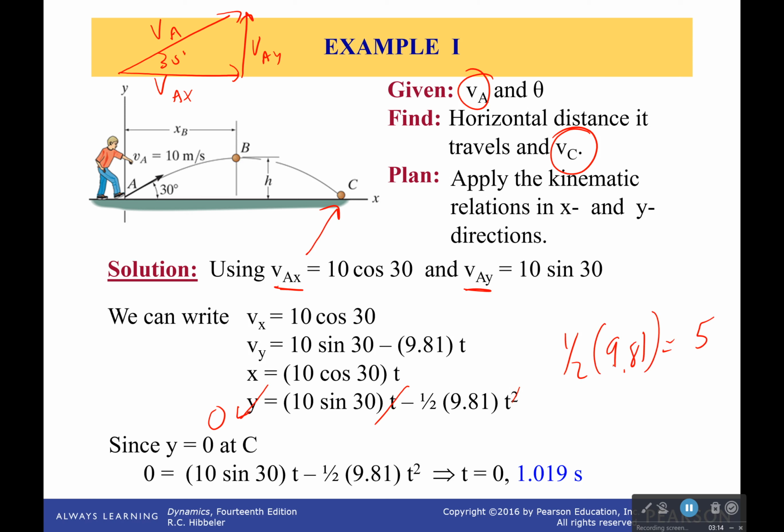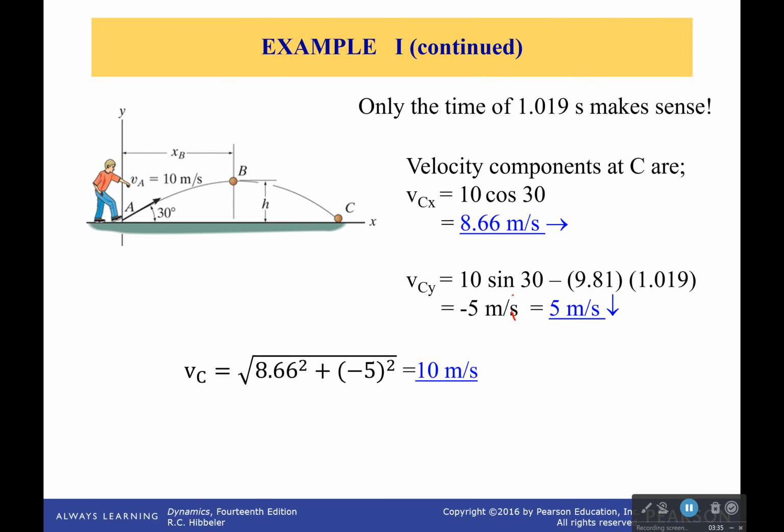And then if we multiply this out, we get that the time it takes to get from here to here, or more properly since we're doing this in the y direction, the time to go up and then come back down, is 1.019 seconds. Now this helps us because I can now plug that into my equation for velocity in the y direction and plug it into my equation for velocity in the x direction. However, the answer at the end is fairly underwhelming. Because if you look at this right here, it's just 10 meters per second again.